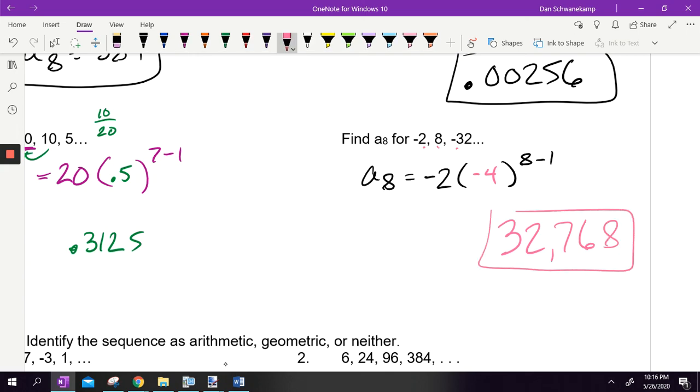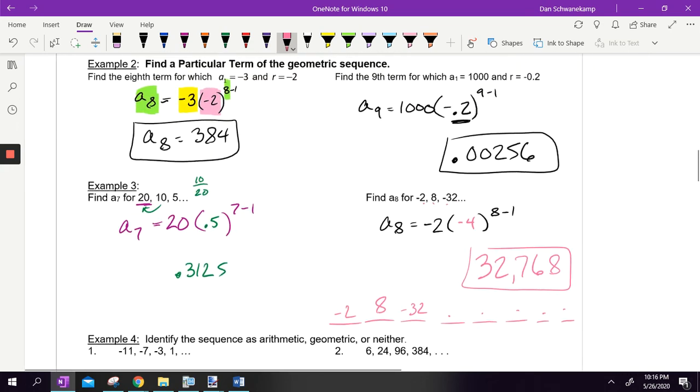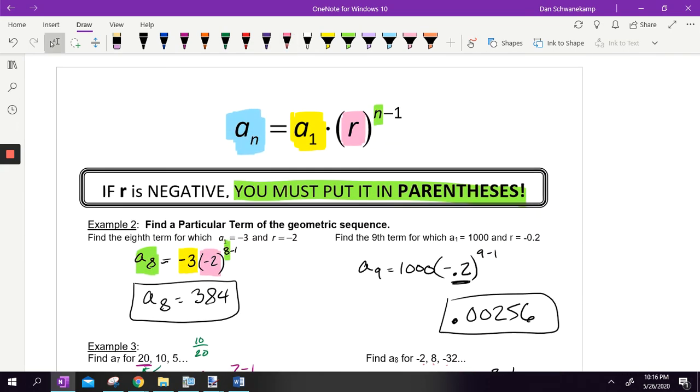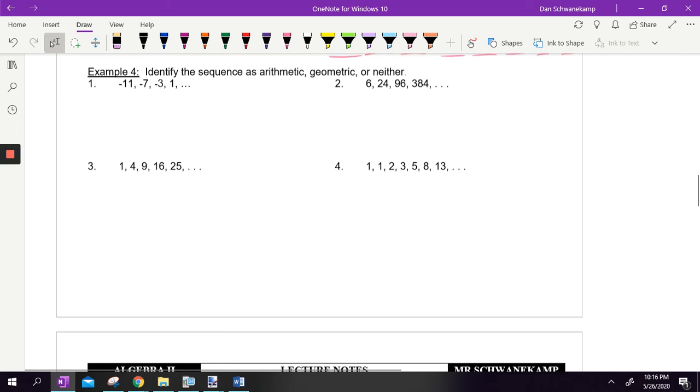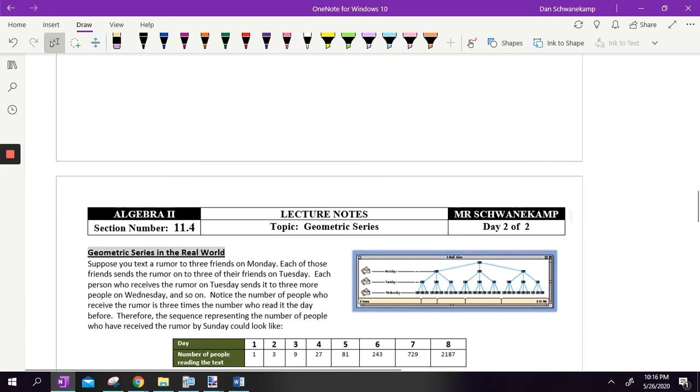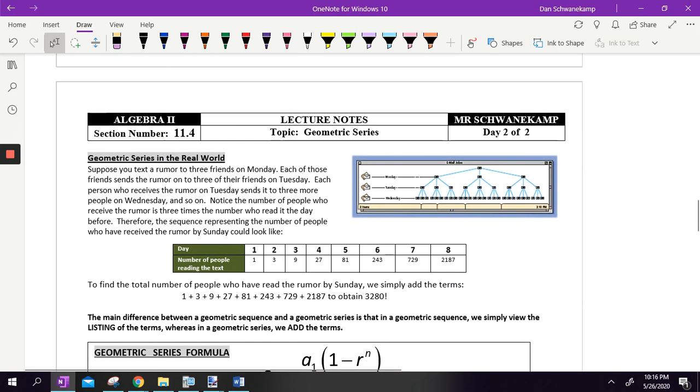Again, if you don't like doing that, 1, 2, 3, 4, 5, 6, 7, 8. And you could make -2 and then 8 and then -32 and then multiply by -4, multiply by -4, and see what you get in the end. That takes a lot longer. Our formula is going to do it the best way. Geometric sequences, hopefully that makes sense using the formula. Very similar to arithmetic. I'm going to make another video here in a second and talk about geometric series, but hopefully you're making sense so far.